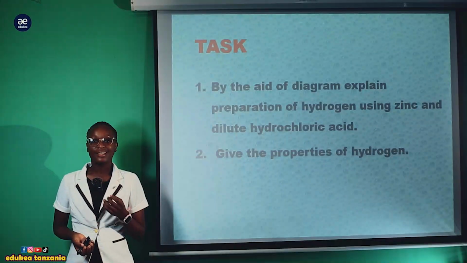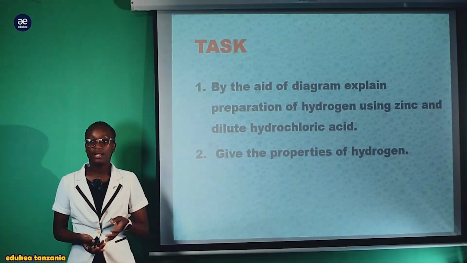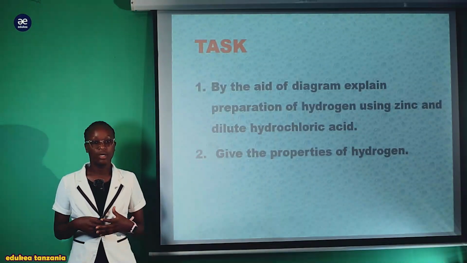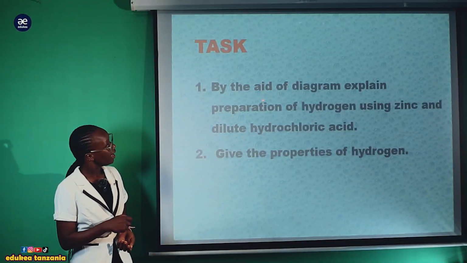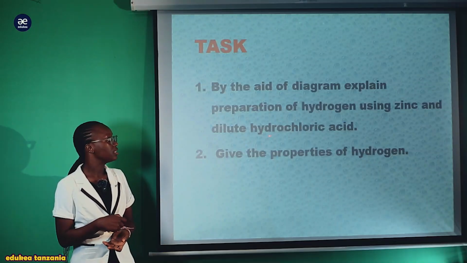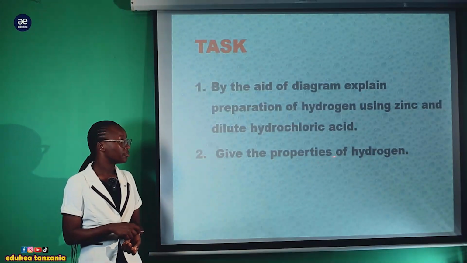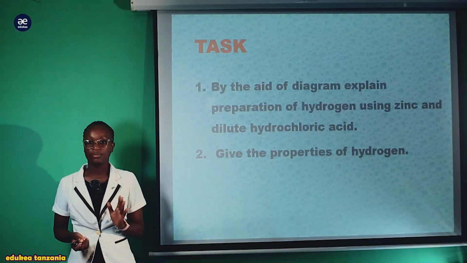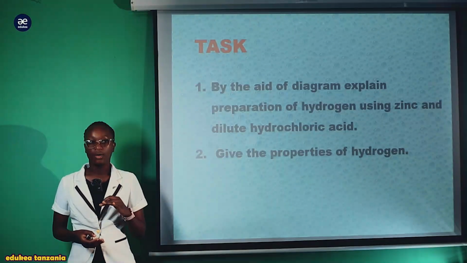Okay. After looking at the natural occurrence of hydrogen and its laboratory preparation, now go and try to attempt this task so you can improve your own understanding of this concept. The question is: by the aid of a diagram, explain the preparation of hydrogen using zinc and dilute hydrochloric acid. The second one is: give the properties of hydrogen. Go and try on your own.